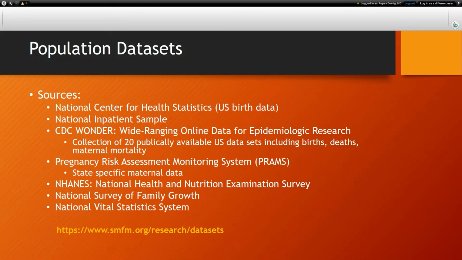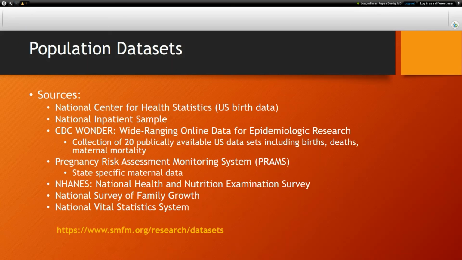And then I wanted to highlight some things that you might not think about because they don't jump out as immediately pregnancy related, but NHANES is the National Health and Nutrition Examination Survey. That includes pregnancy data. And so if you're looking at things like nutrition and pregnancy outcomes, that's a great source. There's the National Survey of Family Growth. Again, that includes reproductive health and pregnancy data. And of course, national vital statistics.